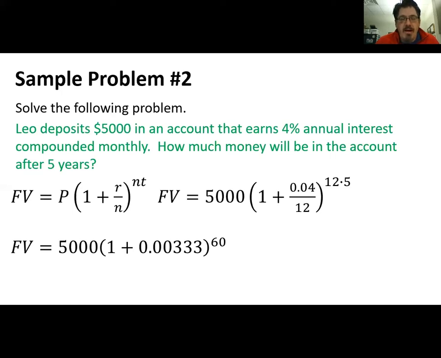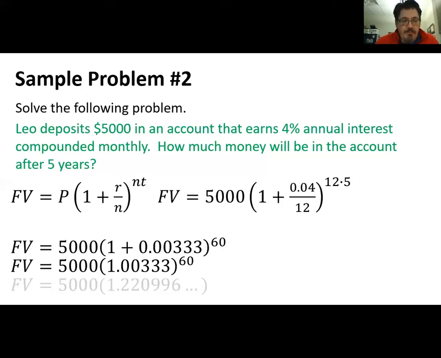And then we also simplify the exponent. 12 times 5 is equal to 60. Again, you want to use your calculator to do this calculation. If you have to multiply 1.00333 60 times, you might get a little tired. Your hand might get tired. You might run out of room on your calculator, and it's just a big waste of time. Use your calculator to simplify the exponent next.